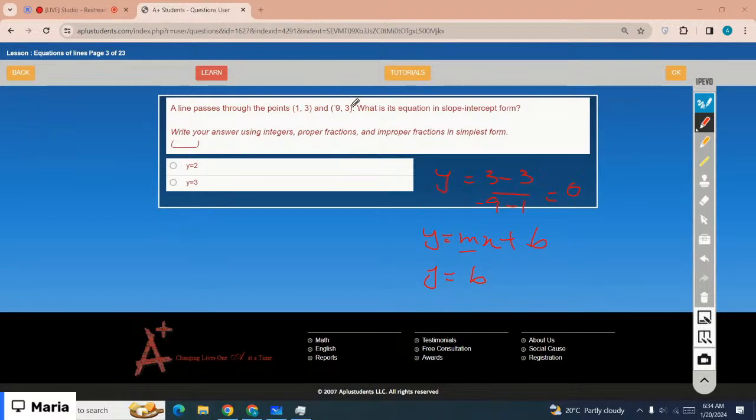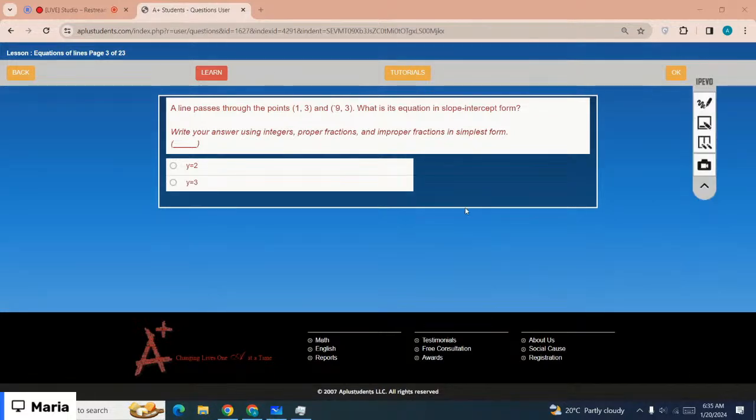So you can use any point. You can select any point, right? Y equals 3, so b equals 3. So the equation is y equals 3. Option number 2 is the correct option. Y equals 3 is the correct option.